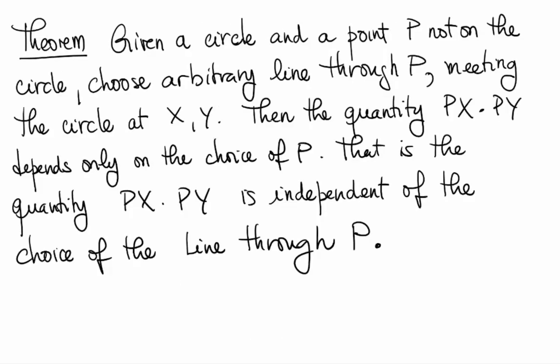Our next result says the following. Given a circle and a point P not on the circle, choose an arbitrary line through P, meeting the circle at points X and Y. Then the quantity PX times PY depends only on the choice of P. In other words, the quantity PX times PY is independent of the choice of a line through P. I think some illustration is in order here.